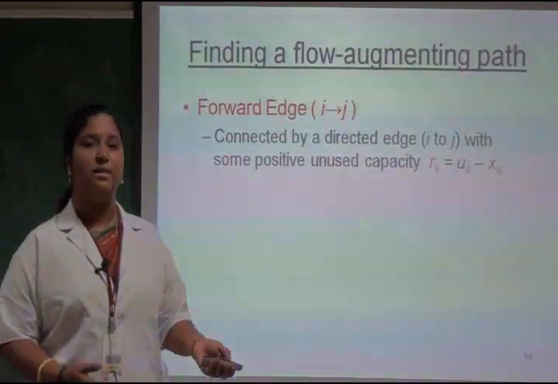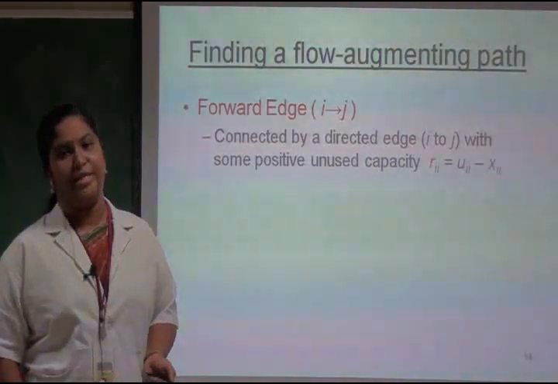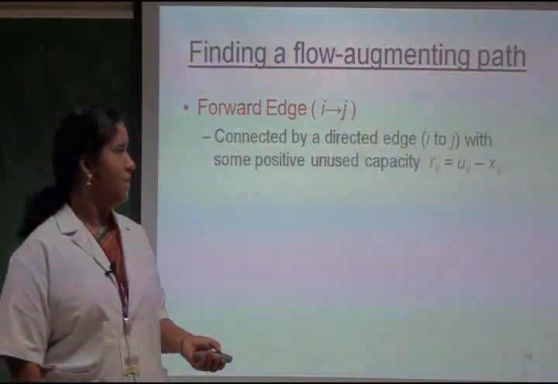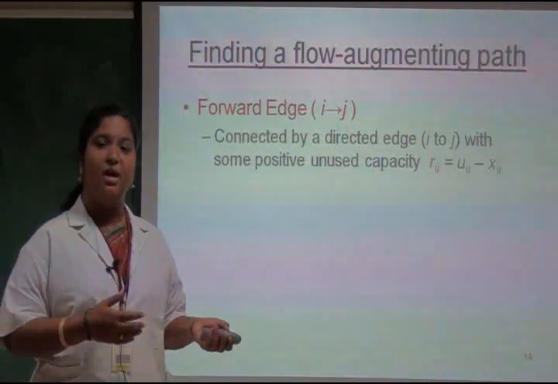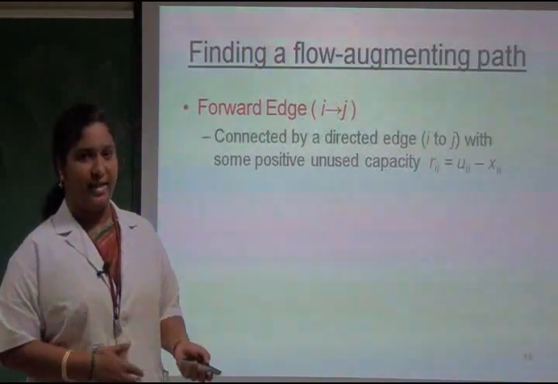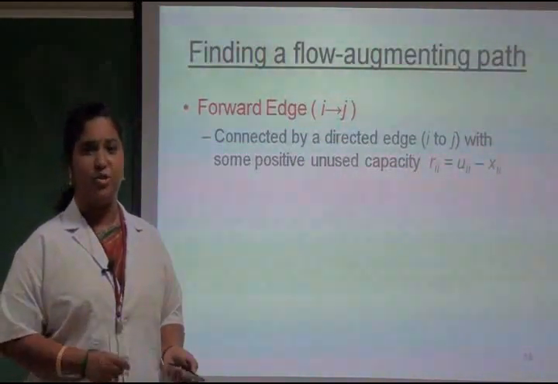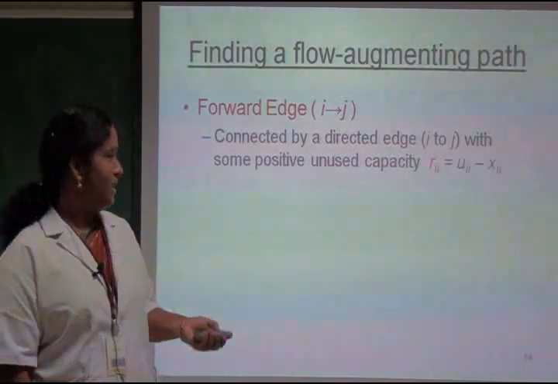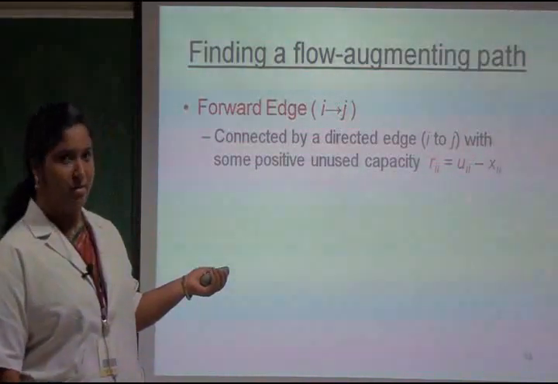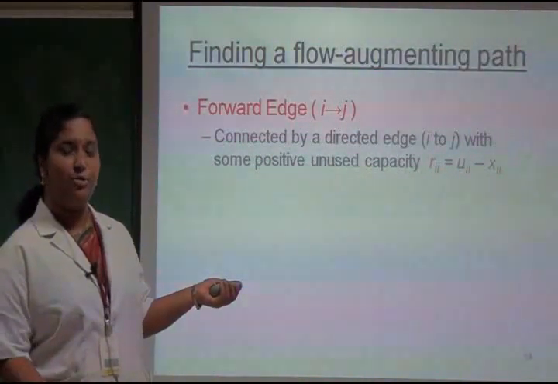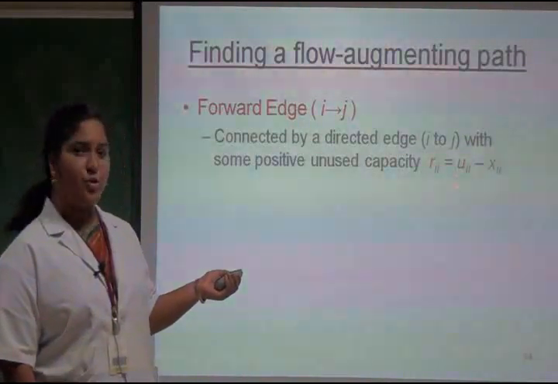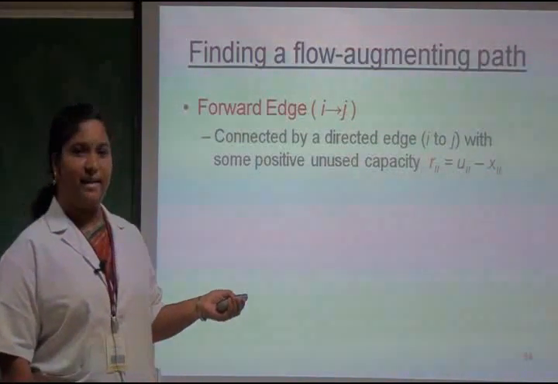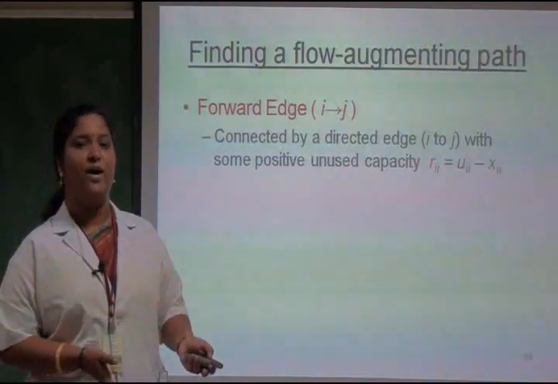While trying to solve this problem by means of an iterative method, we may come across two kinds of edges called forward edge and backward edge. A forward edge is an edge going from vertex i to vertex j, and you can use this forward edge when the remaining capacity is strictly greater than 0. How will you calculate remaining capacity? By this expression: uij is the maximum bound, and xij gives you the current flow value. For example, assume uij is 5, so you can send at most 5 units on that edge, and assume xij is 2. It means that currently you are sending only 2 units.